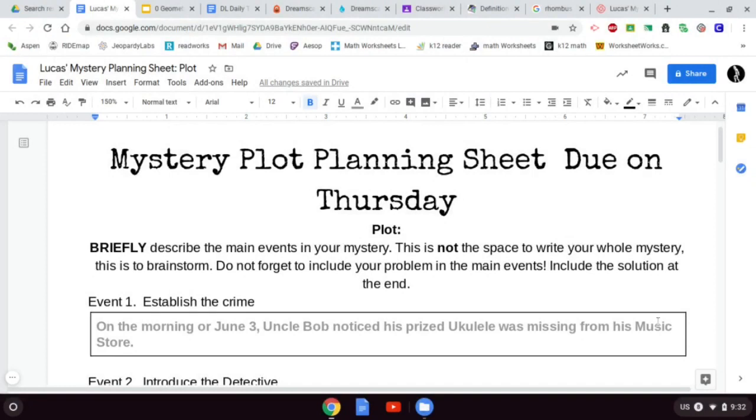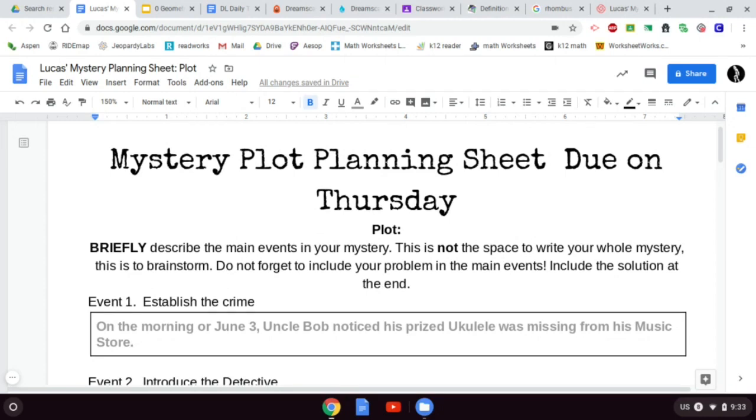Mystery plot planning sheet due on Thursday. That means you guys, this is due on Thursday. Up to this point, you should have had your mystery plot planning sheet 1, the first one, where we were just kind of planning characters and setting and all that kind of stuff out. Done, completed, ready to go. You're going to use the information that you put on that first planning sheet to fill out this planning sheet.